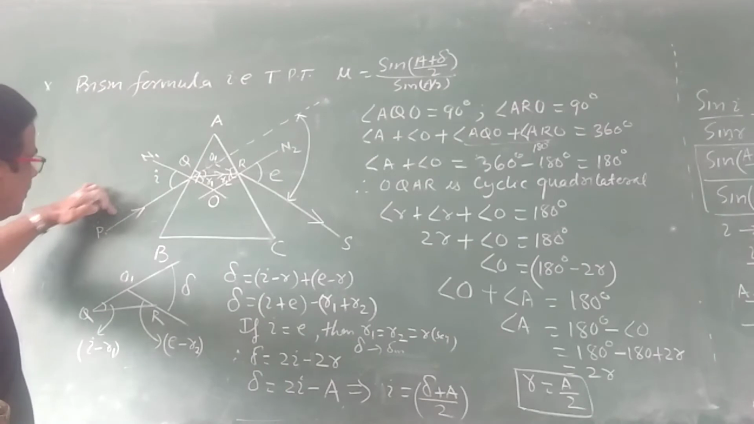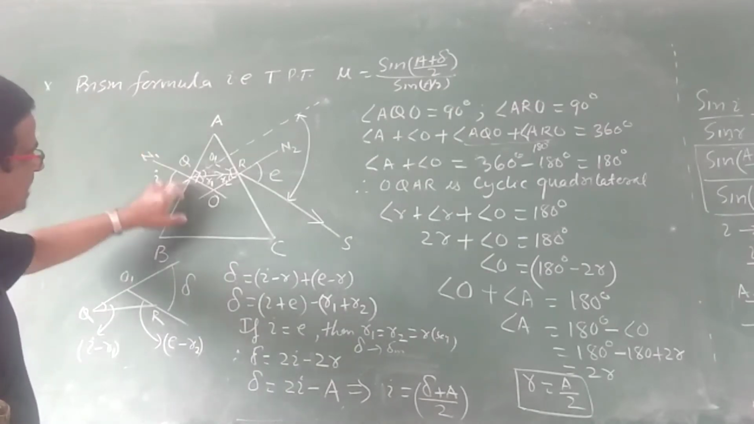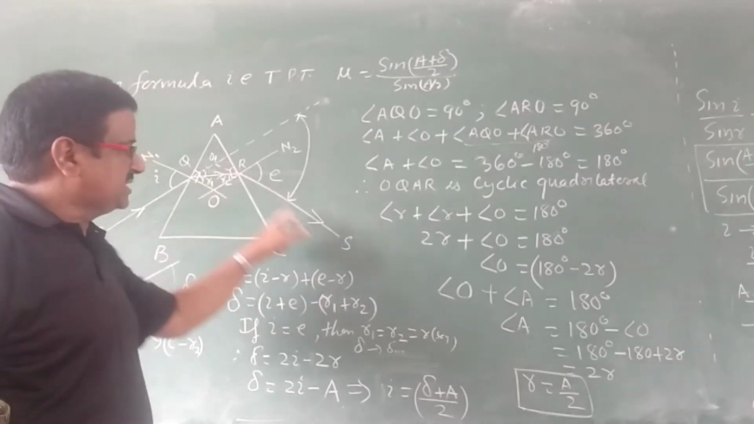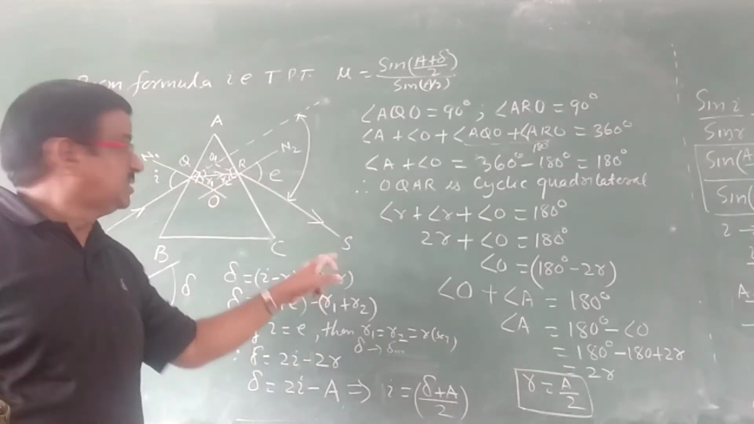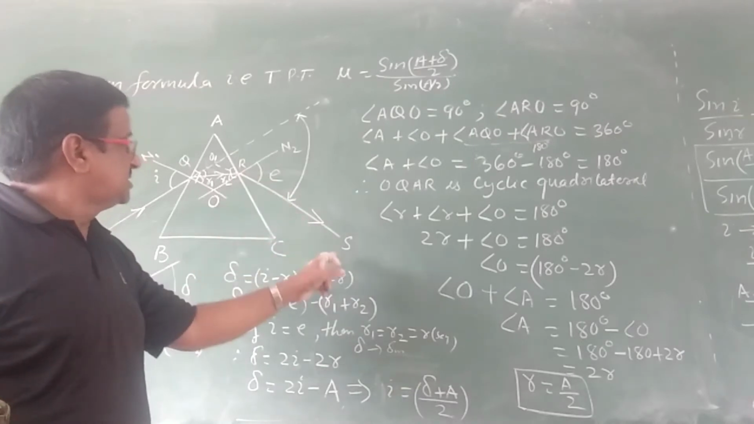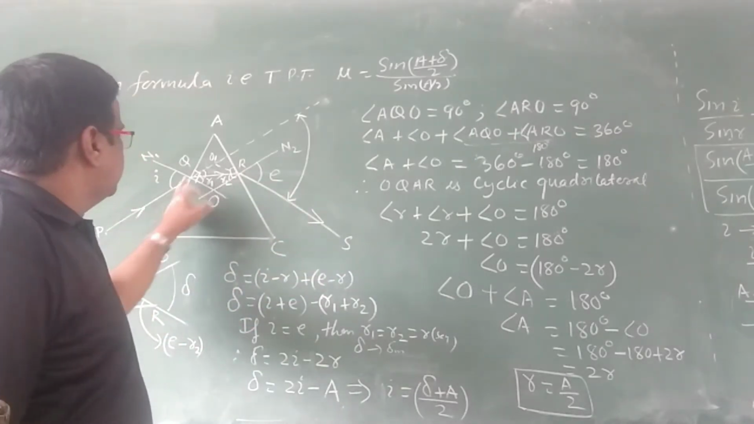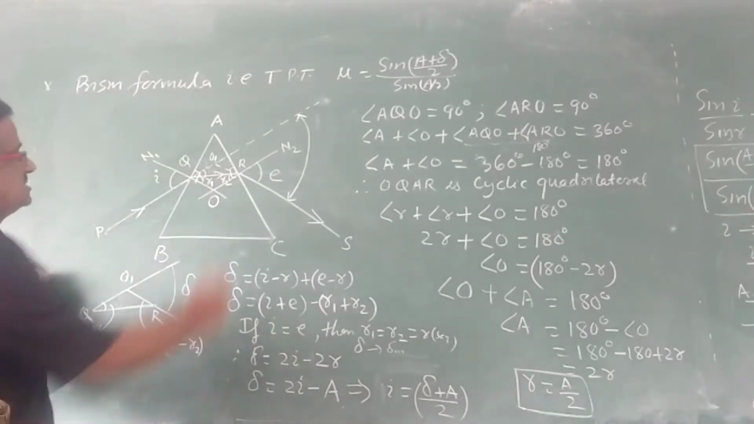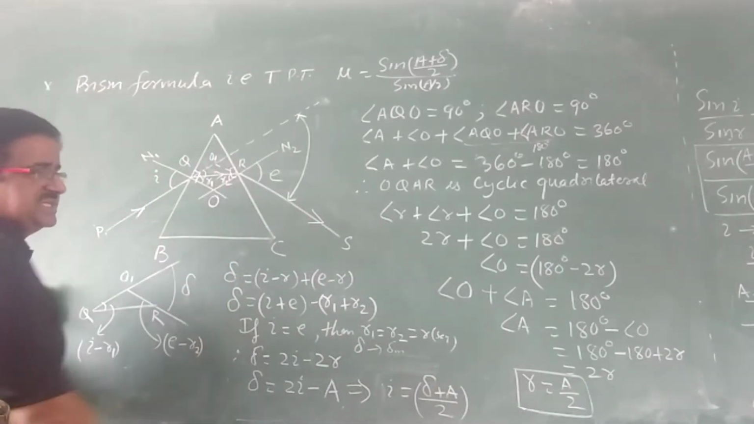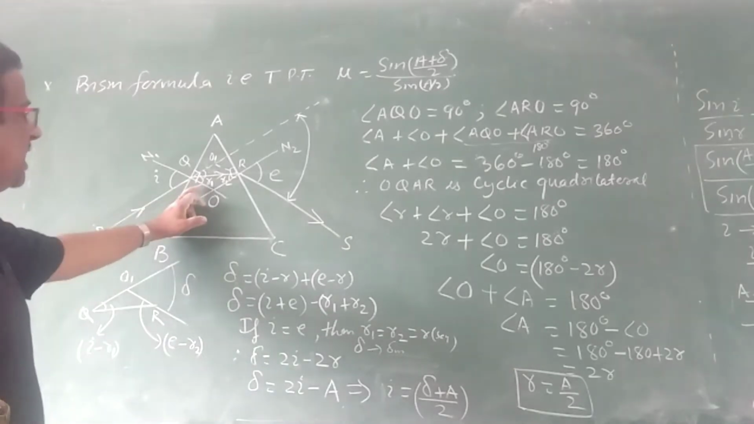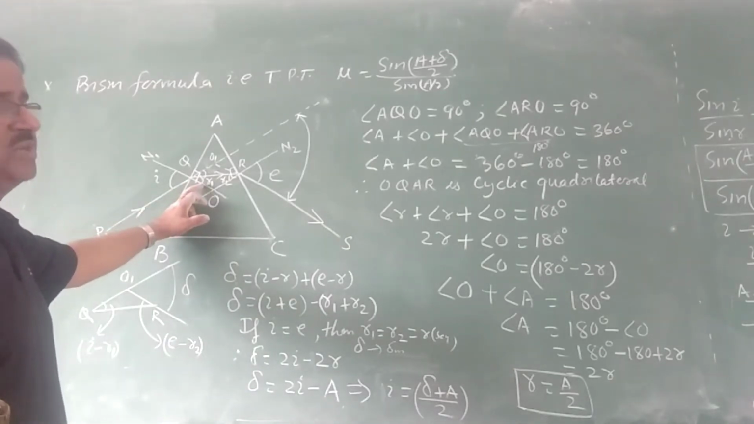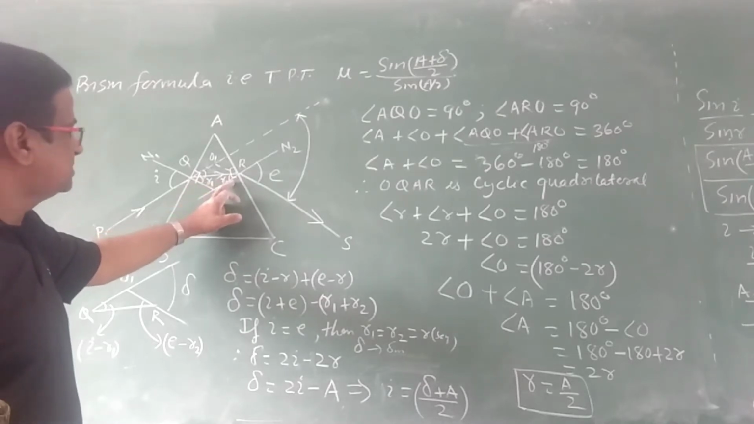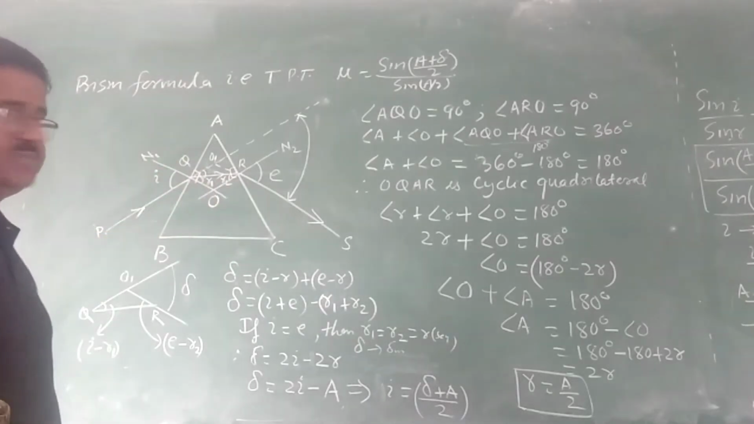This is the monochromatic light falling on the prism at Q. Due to refraction it reaches R and it emerges out from the prism along RS. So this is the incident ray, the refracted ray, and this is the emergent ray. Here is the angle of incidence, here is the angle of emergence. R1 is the angle of refraction from the first surface, and R2 is the angle of refraction from the second surface.